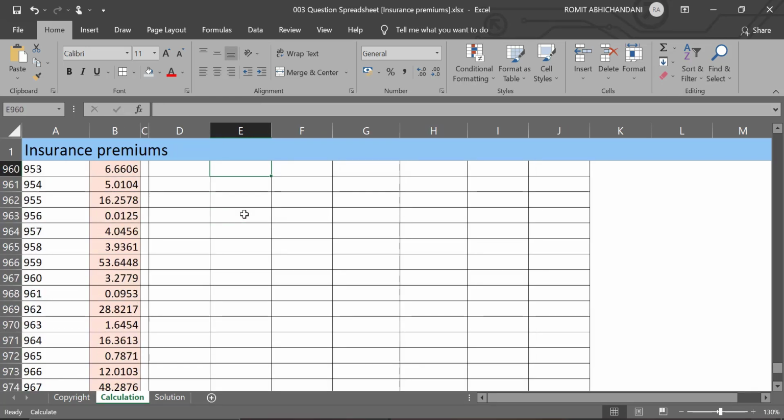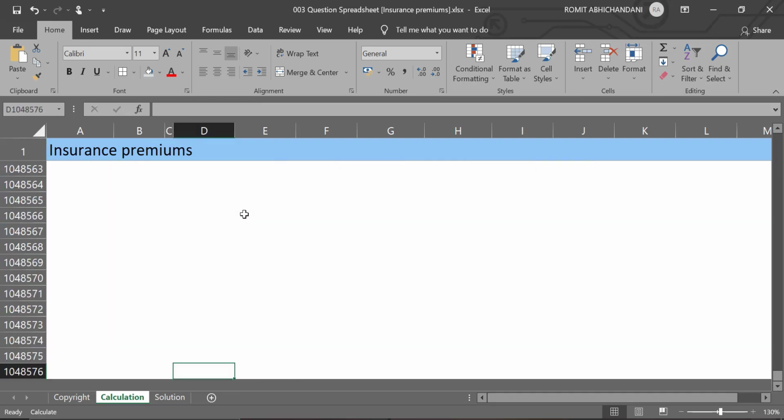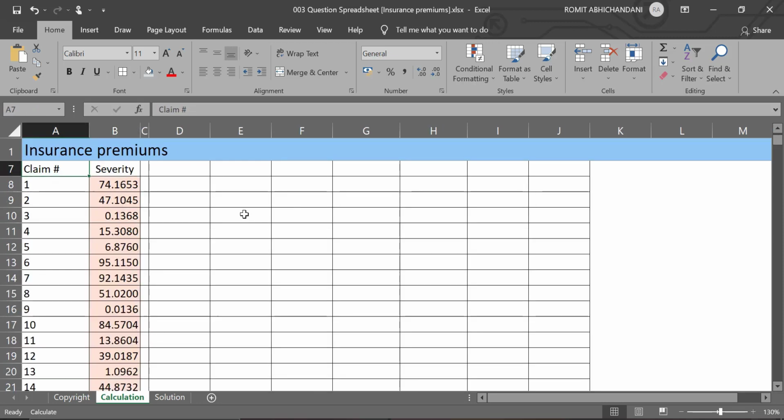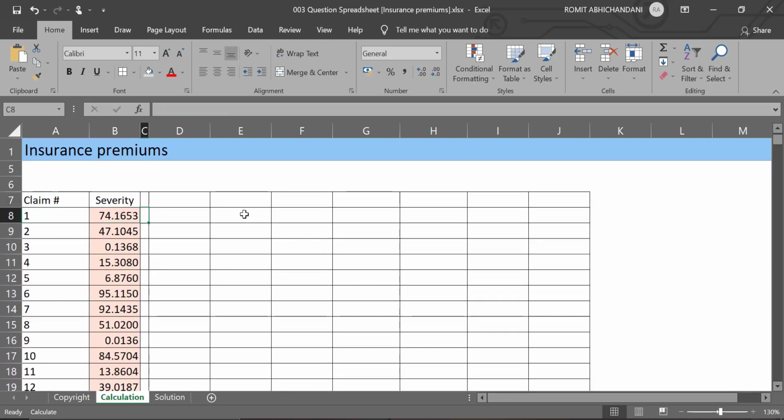Now I want to get these frequency buckets. I'll also try to give you all the shortcuts that I'm using. Now I want to get all the frequencies in various buckets, so let me write the buckets first. The first bucket is from 0 to 10, let me call it 10, then you have 10 to 20, then 20 to 30, and so on.